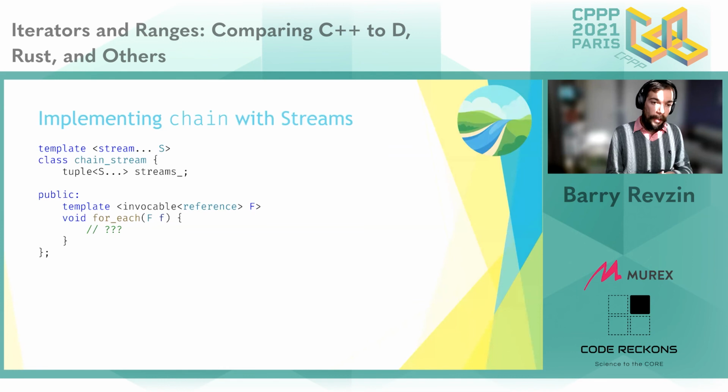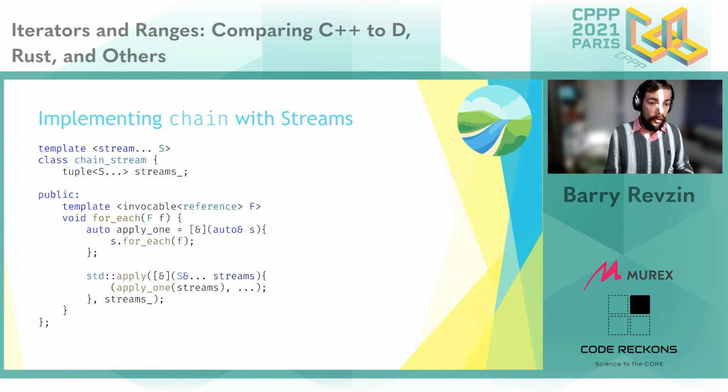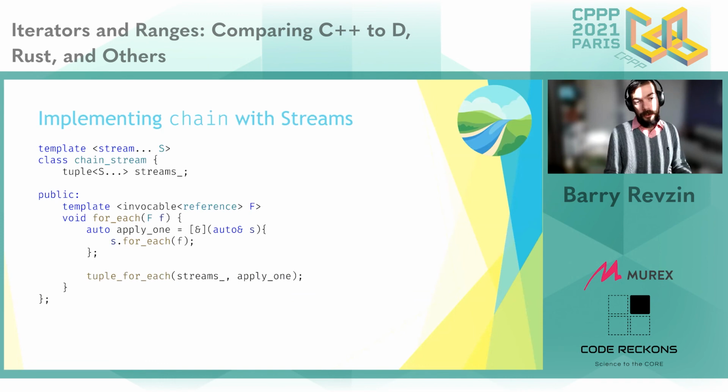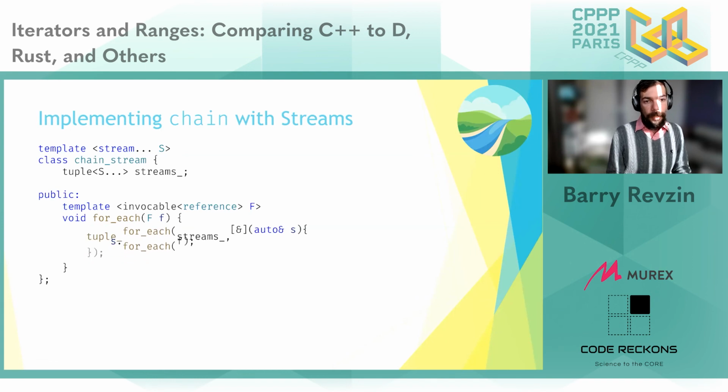So I'll start with for each and then go back to while in a bit once we've developed some intuition here. In order to apply for each to all of our streams, we need a way to apply for each to a given stream, which is this generic lambda right here. And once I have this lambda, I can use std::apply to fold over invoking that lambda on every stream in my tuple. So this works. I don't super like using apply in this case. I would rather use tuple for each, which again is an algorithm that Boost MP11 provides. And once I have tuple for each, I don't really need the named lambda. I can just do that directly inline.